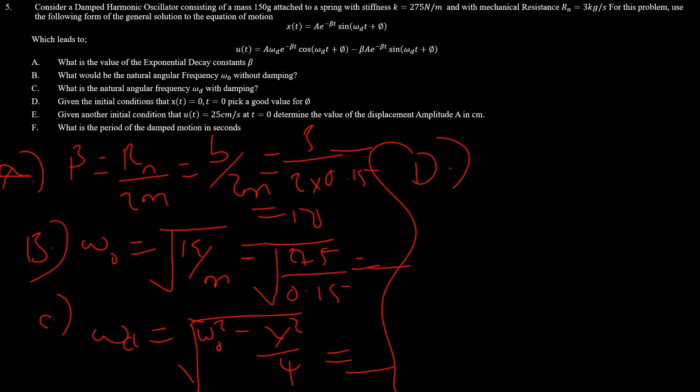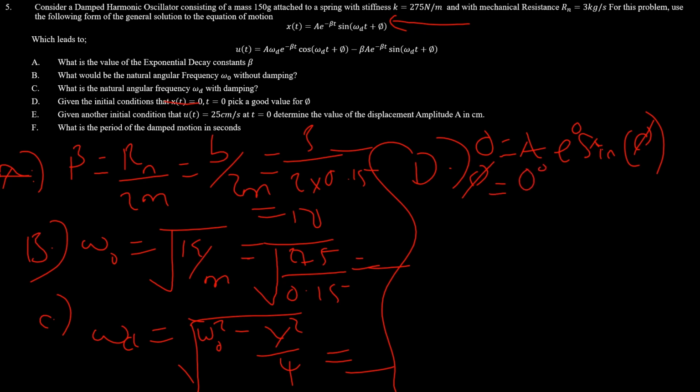So D, it said given the initial condition, pick a good value. So how do you do this? You can do this by substituting the parameters we are given. You said x of t here is 0 when t is 0. So if you put that into this expression here, you're going to have 0 is equal to A exponent raised to power 0, because beta times 0 is 0, times sine of omega d times 0, t is 0. So I'm left with phi, and if we make phi the subject, phi is going to still give us 0 degrees. So that's a good approximation.